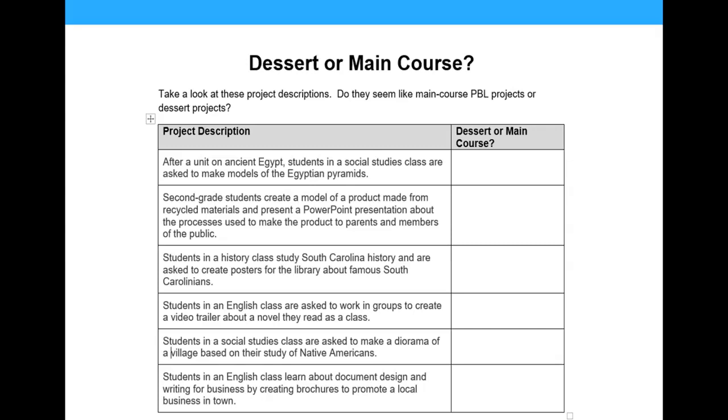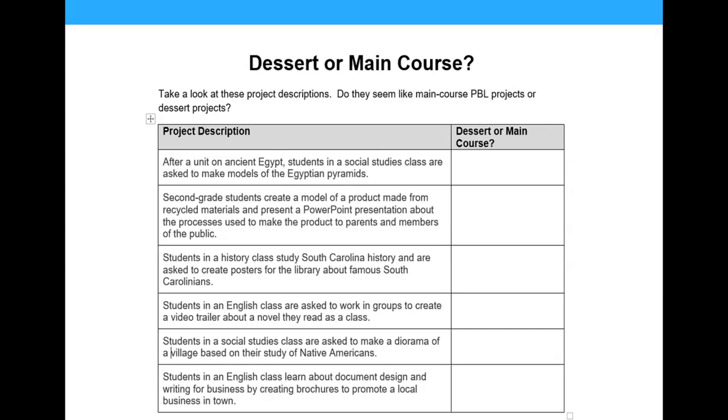One of the things is, it's not just that they create a model. So they did create a model. That doesn't mean it's dessert just because there's a model, but they have learned about recycled materials and the processes used to make their product. So maybe there was a driving question that was something like, how can we recycle these materials in order to make a useful product? Something like that. So they've learned the processes, they've made the product, and then they present it to an audience who cares. So that's why this one, even though it has a model, we could talk about it as being a main course project.